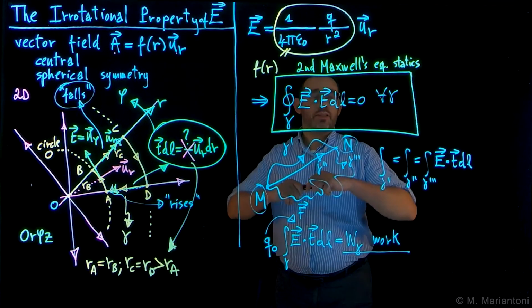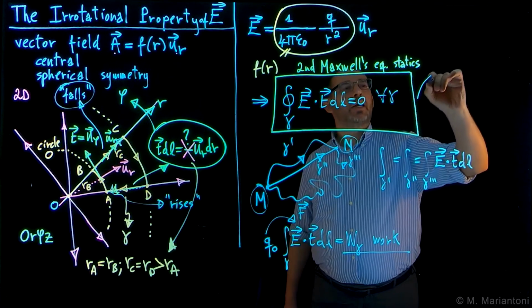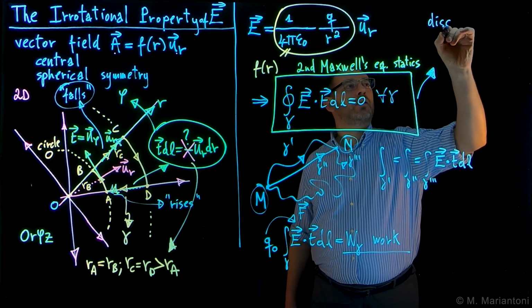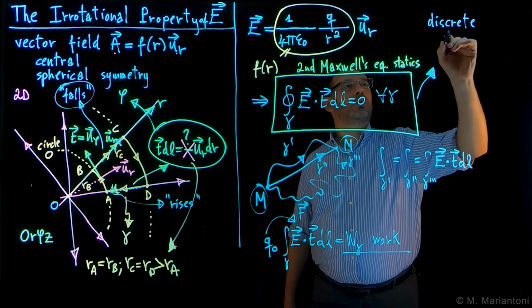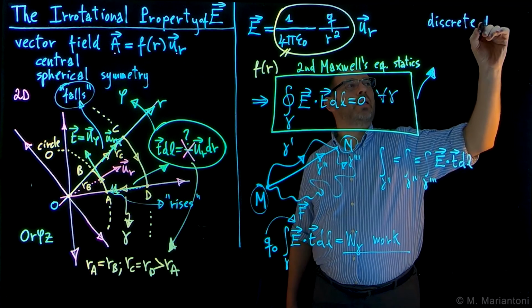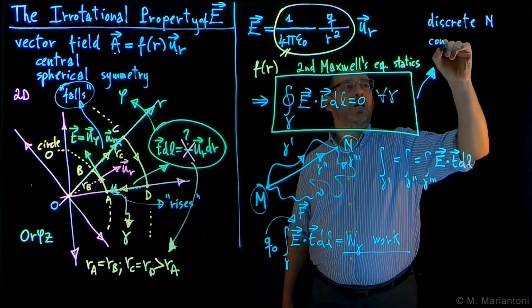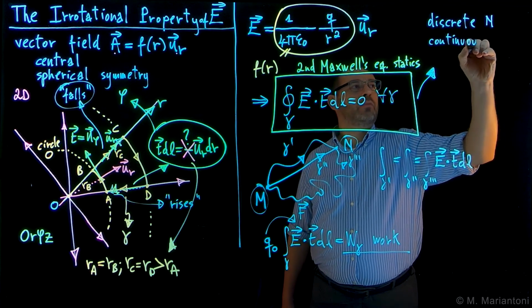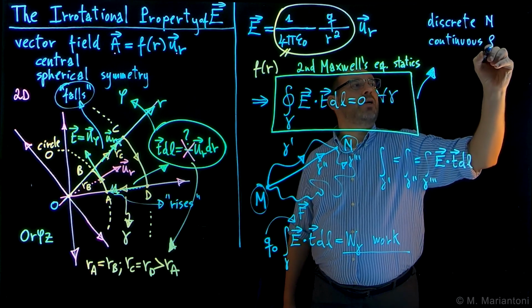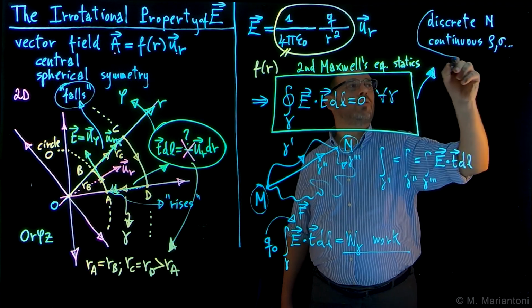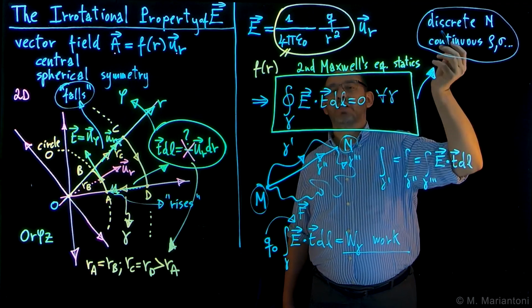0. Note that this concept can be extended readily to the case of discrete charge distributions with, for example, n point-like particles in space, as well as continuous charge distributions with, for example, density rho or sigma, etc. And how do we do this? Of course, as always, by means of the superposition principle.